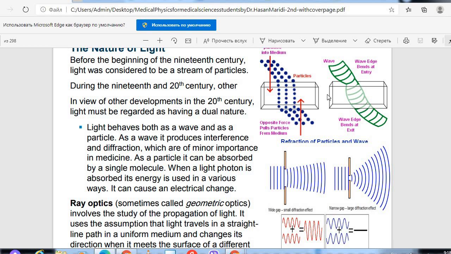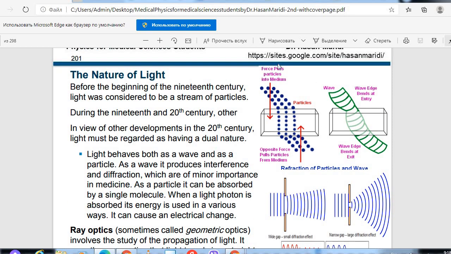And here, in our pictures, we have the force which pulls the particle into the medium, and the opposite force that pulls the particle from the medium. And don't forget that our particles are our photons, our corpuscles. And the wave of light bends at the entry and bends at the exit, actually.